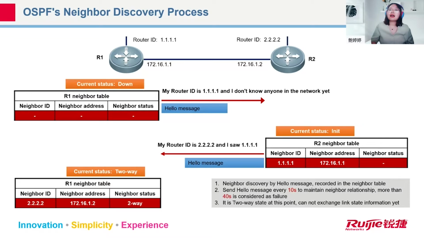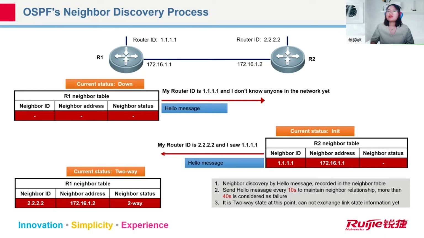So about the neighbor discovered by the hello message, we will record all the information from this message and send out the hello message every 10 seconds to establish the relationship and also maintain the neighbor relationship. More than 40 seconds is considered a failure, because in 40 seconds I can already receive 4 hello packets. Maybe their network is unstable, but if all 4 packets are lost, I think my neighbor is broken. So I will delete the neighbor information.